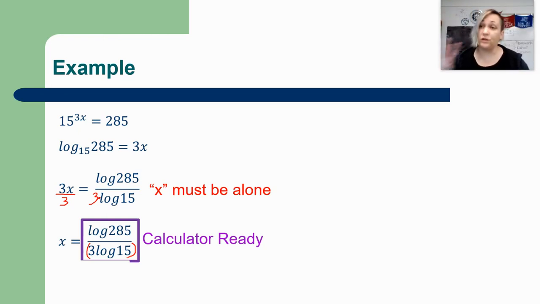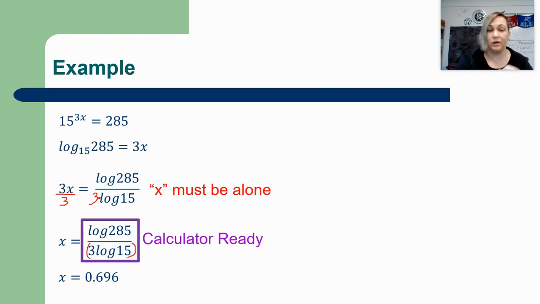So, and then we're rounding to 3 numbers. So I got 0.696. So that's one way to do it. If you're going to type it all in the calculator ready form, then you want to put parentheses around the denominator.